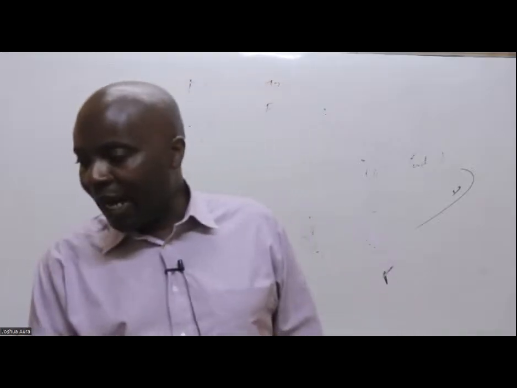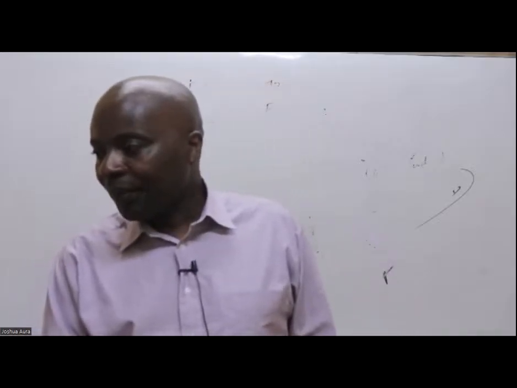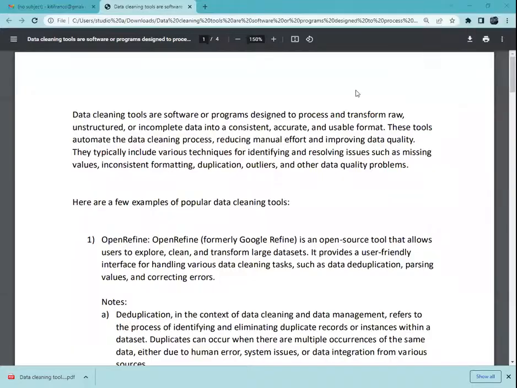So then I'll be able to share my screen here. We are being told something very important here, that data cleaning tools are software or programs designed to process and transform raw data, which is unstructured or incomplete data, into a consistent, accurate, and usable format. These tools automate the data cleaning process, reducing manual efforts.